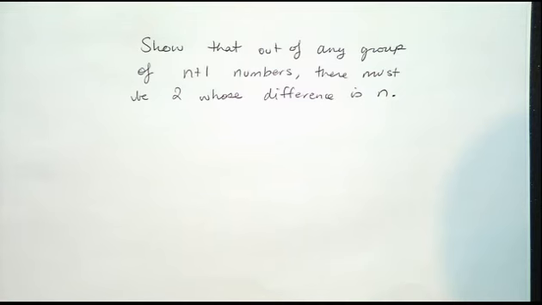Okay, so show that out of any group of n plus 1 numbers, there must be 2 whose difference is n. So we obviously were just doing pigeonhole principle stuff, so the problem's obviously a pigeonhole problem. But if you're doing your test and you're looking at problems, if it says show that there must be some number of something, it's always a pigeonhole principle problem.